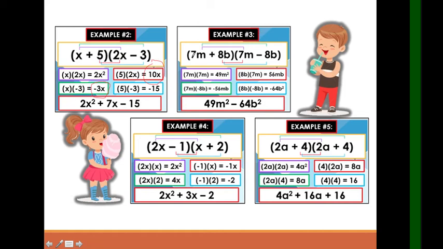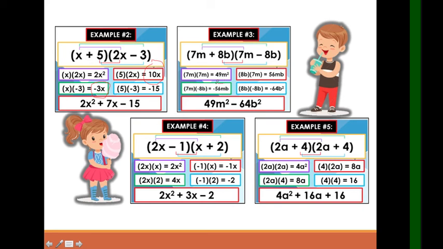Example 3. 7m plus 8b times 7m minus 8b, is equal to 49m squared. Okay, squared siya, no? And then outer 7m times negative 8b, so that's 7 times 8, negative 8 is negative 56. Then m tsaka b wala silang, hindi sila pareho, so mb lang ang ilalagay natin. Next, inner 8 times 7 is 56 mb, so just combine. And plus the last, 8 times negative 8 is negative 64, b and b, so b squared is the answer.